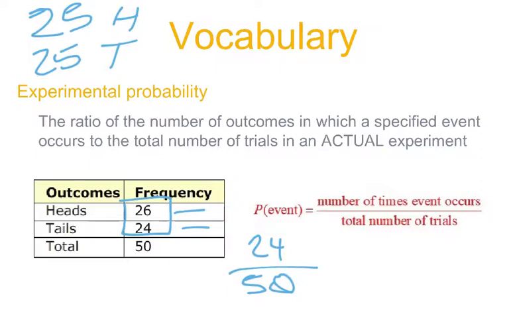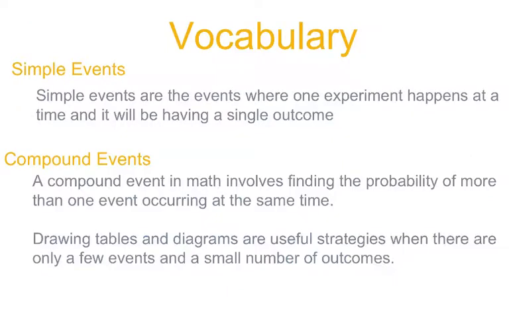All right, so now let's go ahead and finish up with our last set of vocab. And we have simple and compound events. So simple events are events where one experiment happens at a time and it has a single outcome. Or in other words, one thing is happening at a time. So like flipping a coin, right? One thing's happening, heads or tails, we're flipping a coin. We're doing one single event.